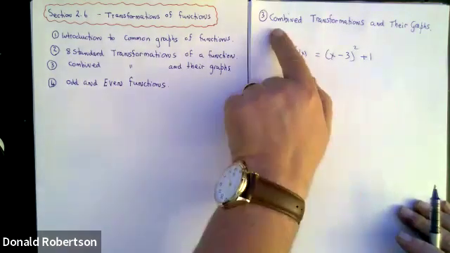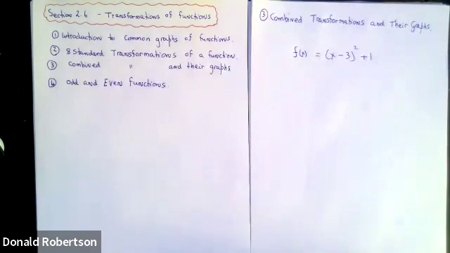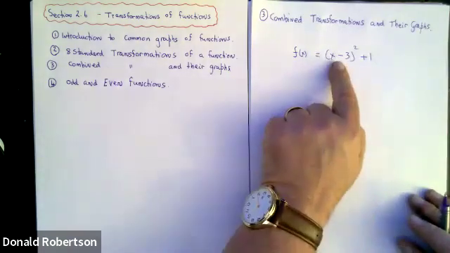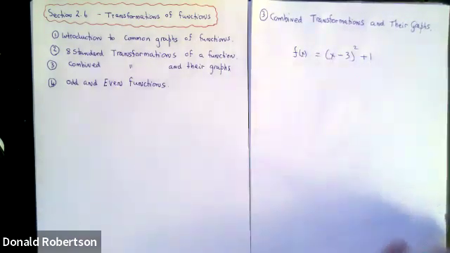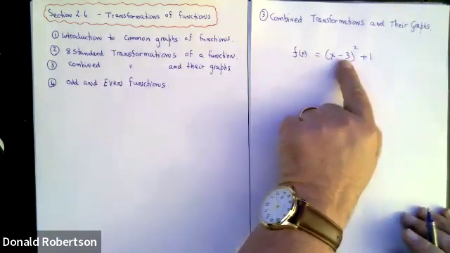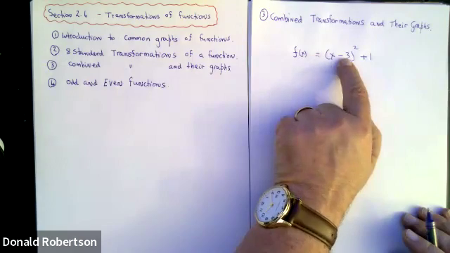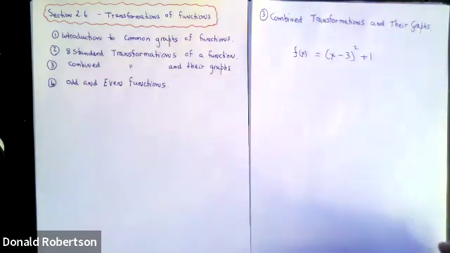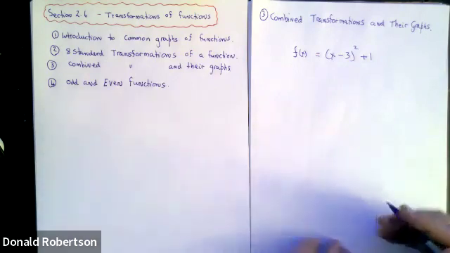recap. We're going to be looking at section 3, combined transformations and their graphs. And in this case, we're going to be looking at two transformations, one after the other. So here is a function that's made of x minus 3 squared plus 1. So what do I need to do if I wanted to, for instance, sketch this graph or describe the transformations that would be used to sketch this graph?